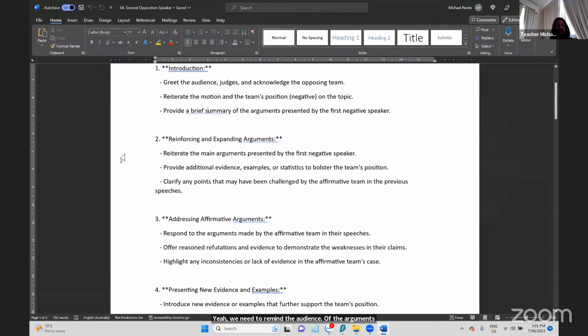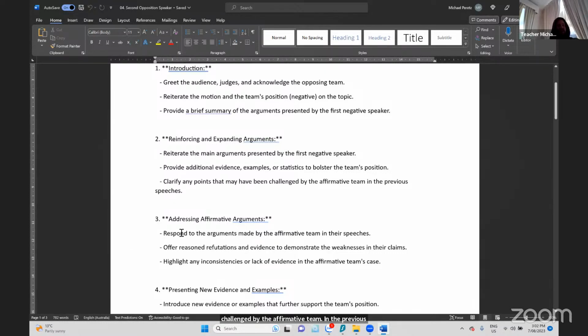Like the previous speaker, we need to reinforce and expand our team's arguments. So we need to remind again the audience of the arguments that were made by the first speaker. We need to provide more evidence, more examples, more statistics to strengthen your team's position. And you need to clarify any points that may have been challenged by the affirmative team in the previous speeches.